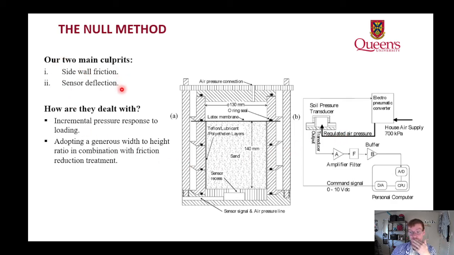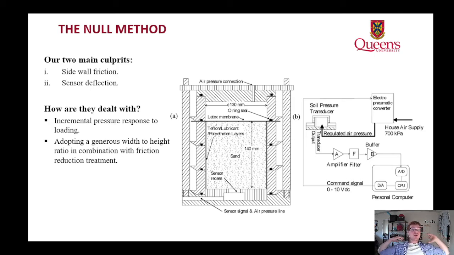The other issue, sidewall friction, is one for which there is a much less elegant solution, but a practical one nonetheless. So by adopting a generous width to height ratio in combination with friction reduction treatment, note it's not friction elimination treatment, but merely friction reduction treatment, which is essentially 2 layers of either a polyethylene or latex membrane with some oil-based lubricant, or as recent as a few months ago, here in the Queen's lab, we were using a water-based lubricant for friction treatment, and it was seen to great effect. So by adopting both a generous width to height ratio and friction treatment, we can at least minimize sidewall friction.